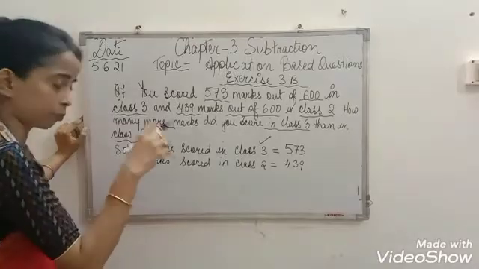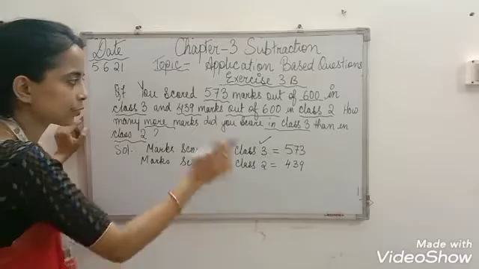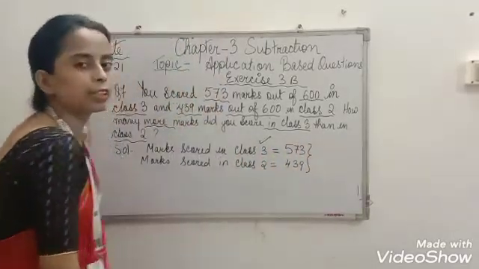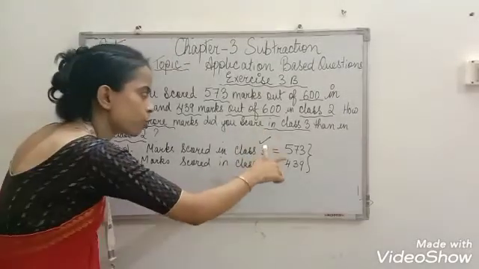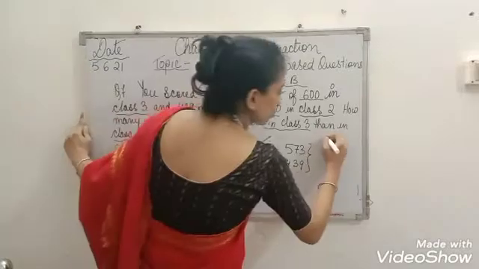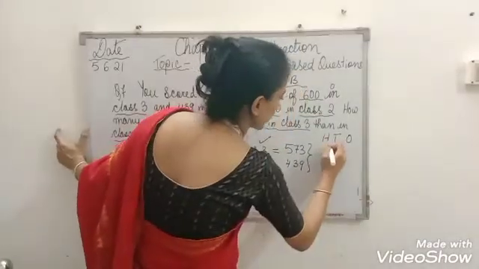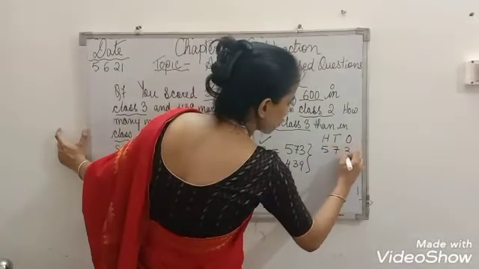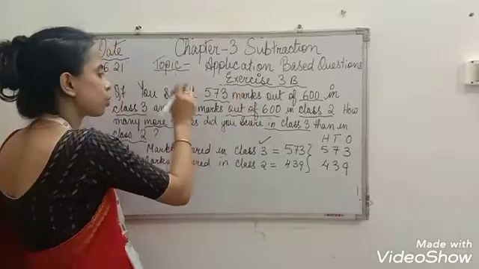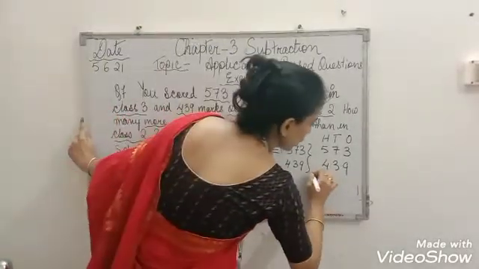To find out how many more marks you scored in class 3 than class 2, we need to subtract. Then we will get how much more you scored in class 3 than class 2. So we need to subtract 573 minus 439. 573 is the marks scored in class 3. 439 is the marks scored in class 2. Now we need to subtract.